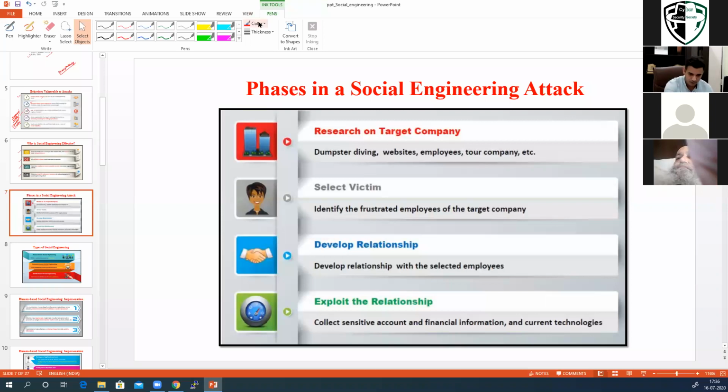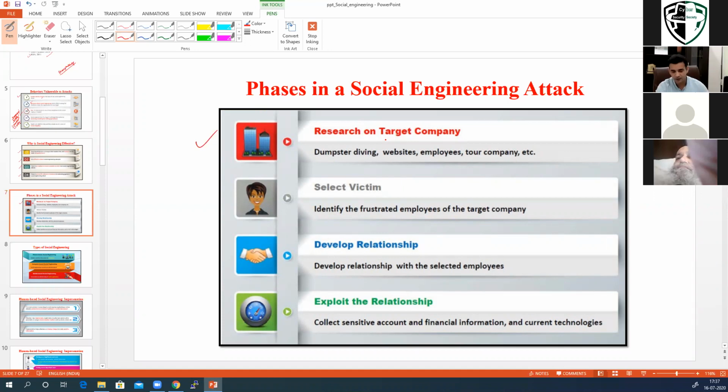I will be telling you one by one. So first you can see this, research on the target company. So what happens in this phase? The research phase basically includes a collection of information about the target organization, and it may be collected by dumpster diving, scanning the websites of the organization, finding information on the internet, gathering information from the employees of the target organization, etc.